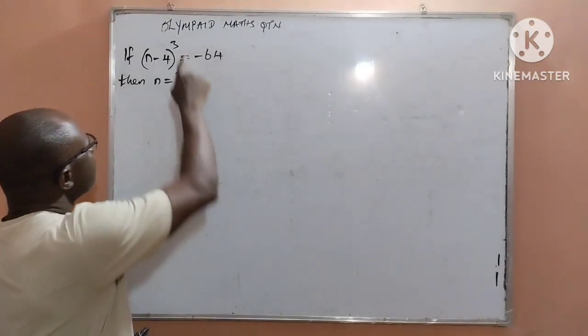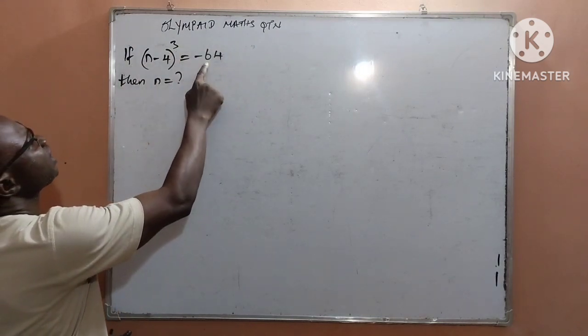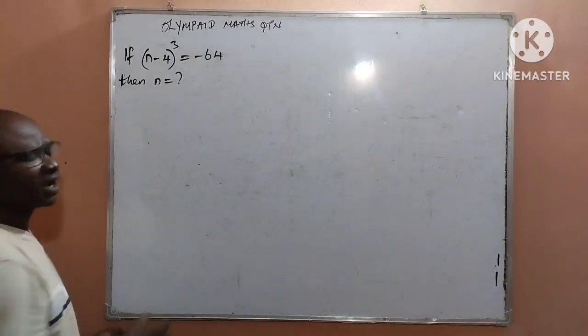Today's math class is an Olympiad math question. If n minus 4 raised to the power 3 is equal to minus 64, the question has asked us to find the value of n.